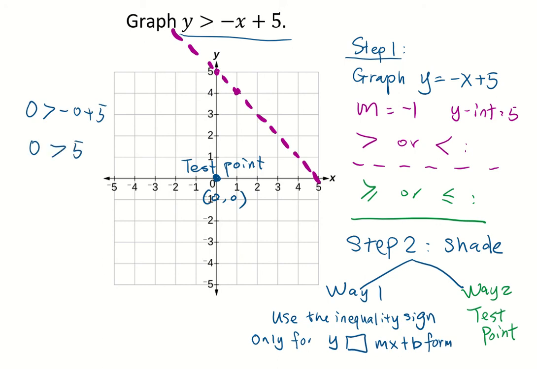Is this a true statement? No, this is a false statement. This means that 0, 0 is not a solution to the inequality. So we will not shade the side with 0, 0 in it. We'll shade the side without 0, 0 in it, which is the upper half. We'll shade the other half of the plane.